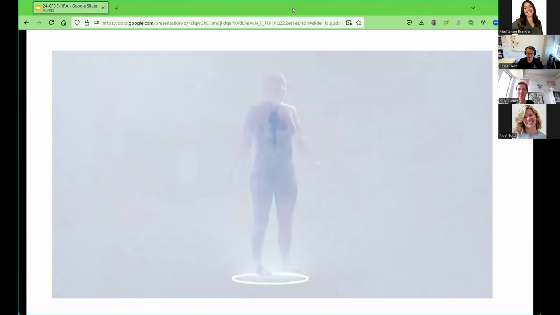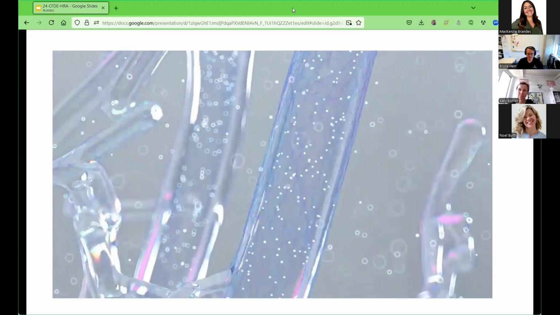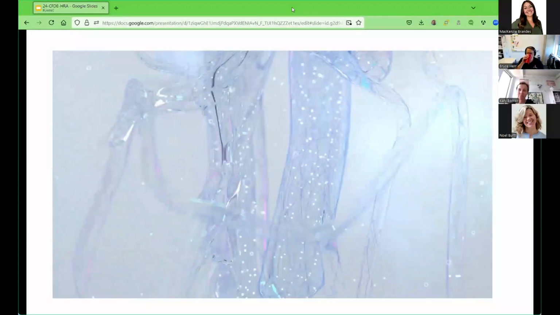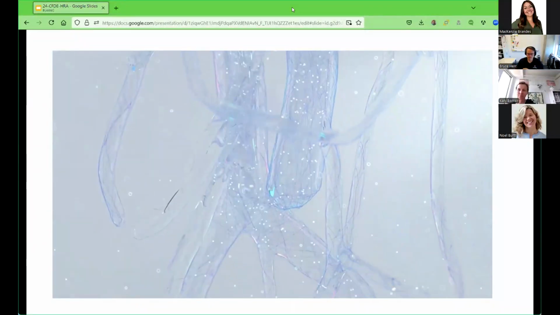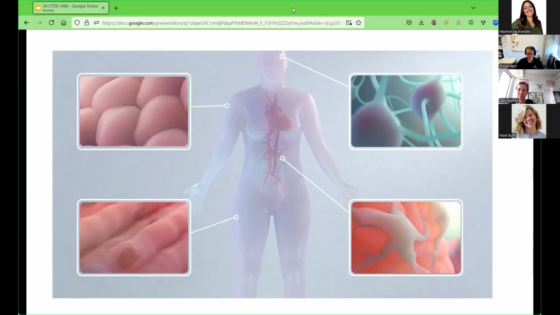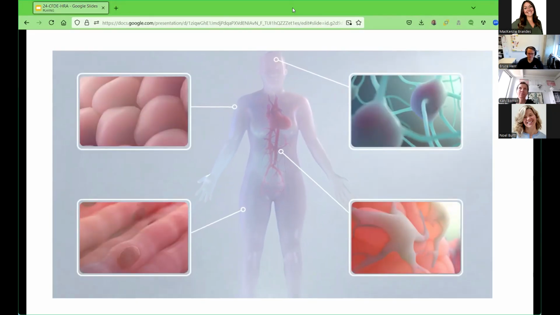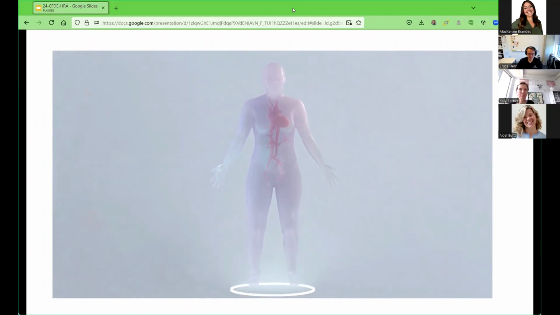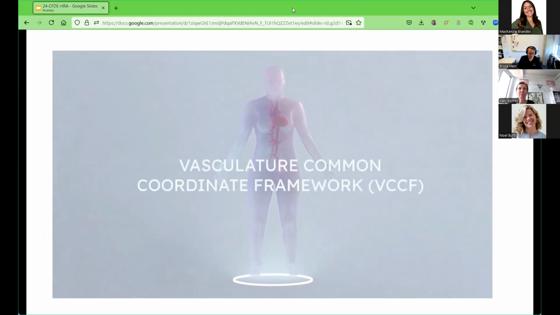In humans, blood vessels serve a similar purpose as roads, forming a connected set of pathways throughout the body to deliver oxygen and nutrients to cells. With a roadmap of the blood vasculature, we can assign each cell an address relative to the nearest vessel. This is the concept of the Vascular Common Coordinate Framework, or VCCF.